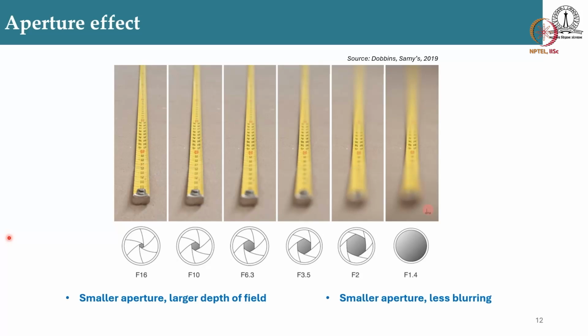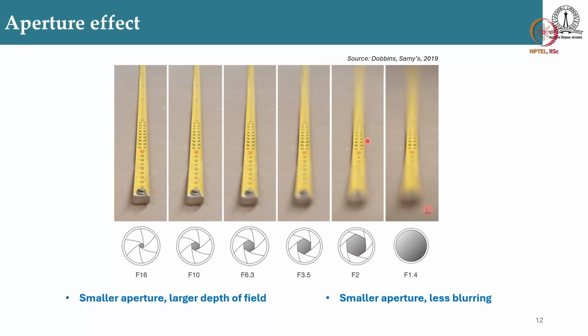so the amount of blurring is very small. Here you can see that in this tape, only on the farther end, very far away, you will see some blurring, but for most of the depth region everything is almost in focus. As you keep opening the aperture, the amount of blurring increases with depth. So even a slight increase in depth will lead to large blurring.